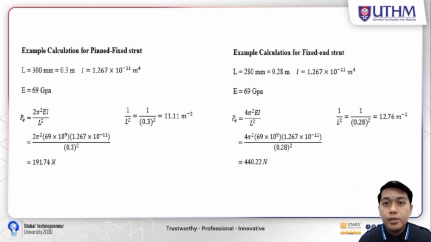And the last calculation for fixed N strut, the length is equal to 0.28 meter. The second moment of area and the Young modulus are the same as the previous calculation. Then substitute into the formula for fixed N strut, and we get 440.22 Newton for the load, and 12.76 meter to the power of negative 2. This calculation continues until strut number 5.